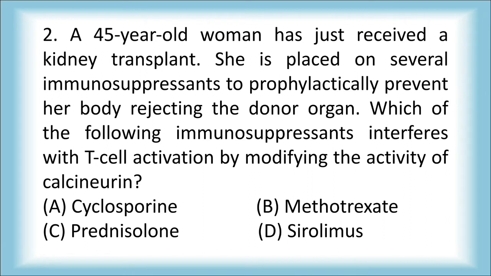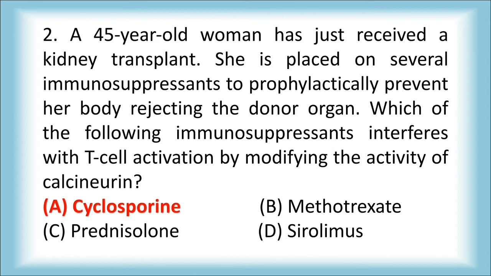So coming back to the question, here the correct answer is option A, cyclosporin. Cyclosporin, we know, is the drug which is given mainly for preventing organ rejection, and it is mainly an immunosuppressant. Now let's see its mechanism of action.